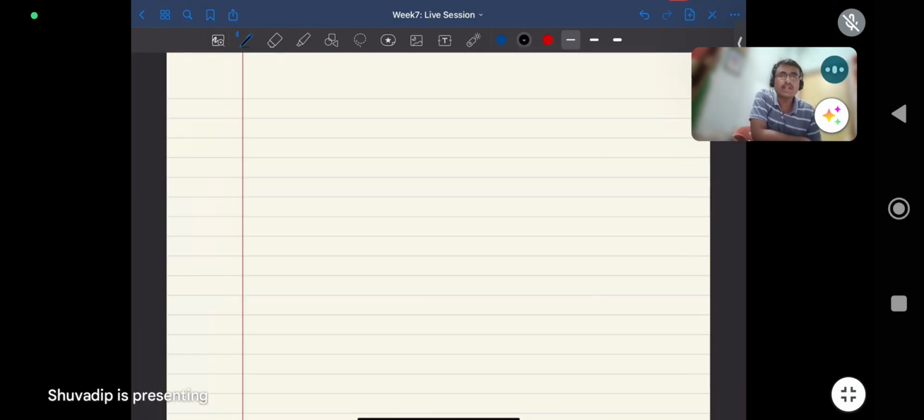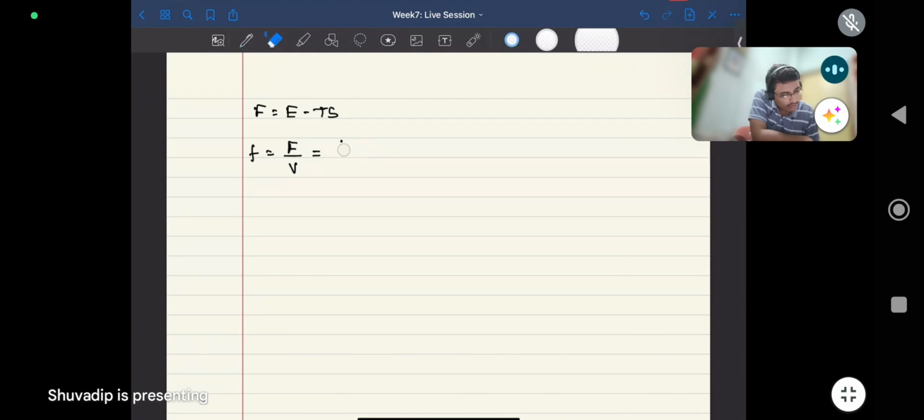So free energy is given by the formula E minus TS. We have explicitly found out the form of E and S, so we can write down what is the free energy. Rather, we are interested in free energy density, which is free energy by volume. It will be kBT. Let me write down one more step here.